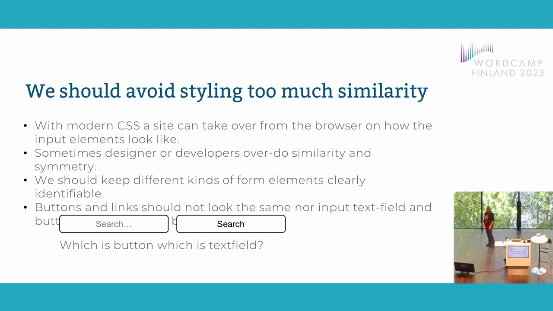In the last bullet point, I have two inputs. One of them is a text field, and the other one is a button. Well, it's an input, of type submit. Anyway, we can style them to look almost exactly the same, and then the user gets confused about which one is which. So keep it distinct, without too much similarity, so that it's easy to comprehend what's happening. This is kind of a straw man. Usually we don't do things like that, but it could happen.